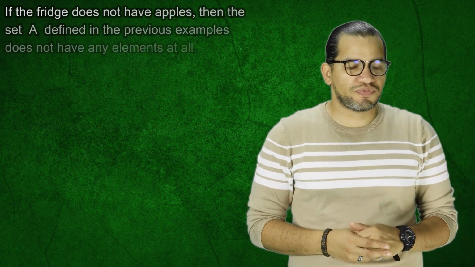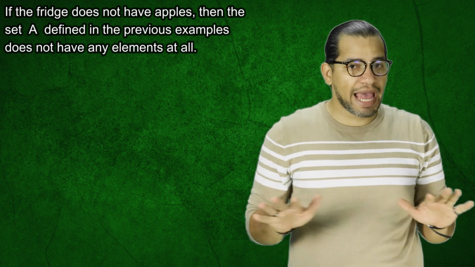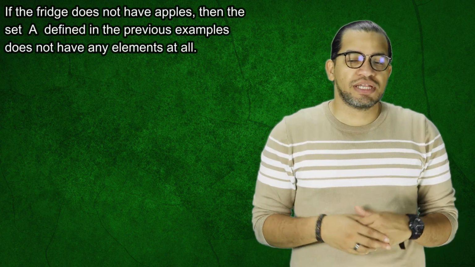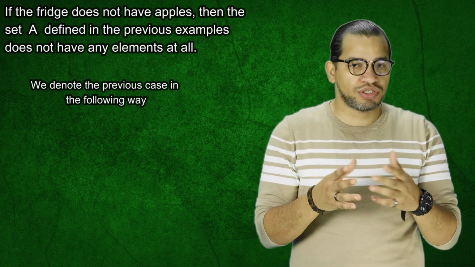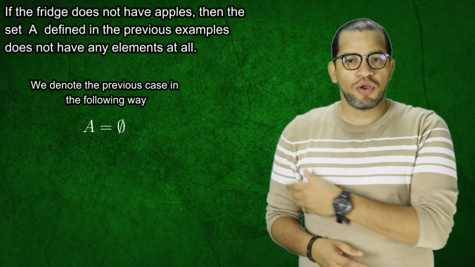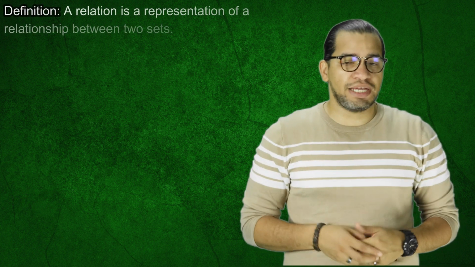Something that we can notice from set A is that if you don't have any apple in your fridge, then that set is empty. And we denote such a set in the following way, and we call it the empty set. Another important concept is the concept of a relation.